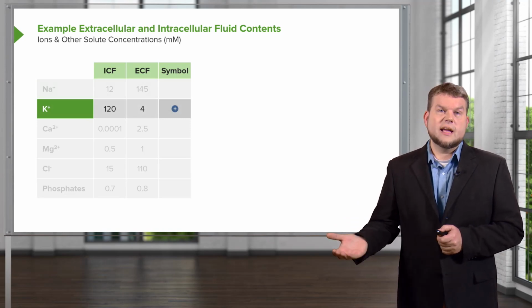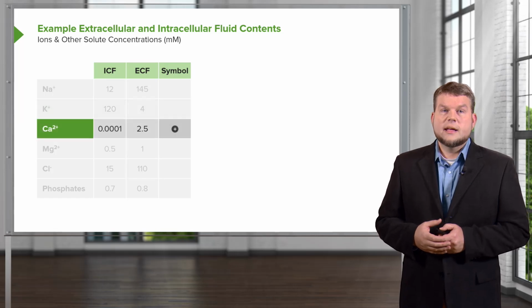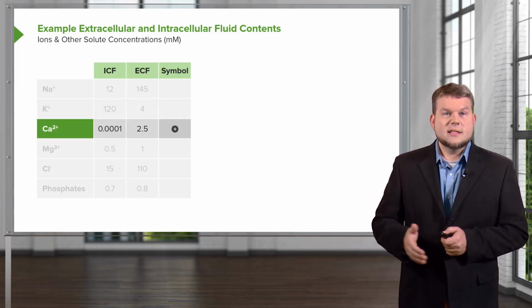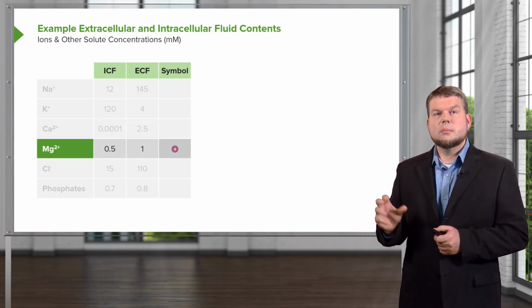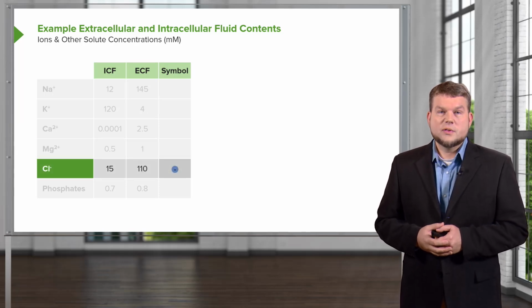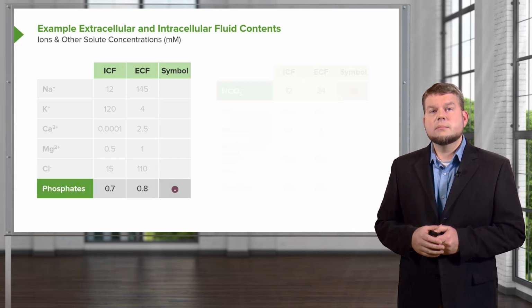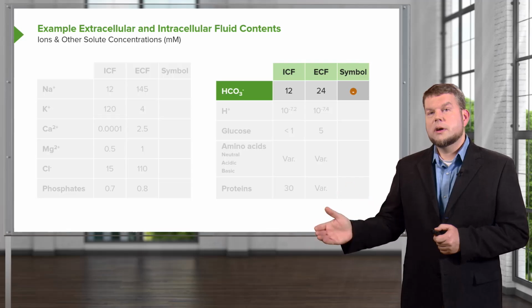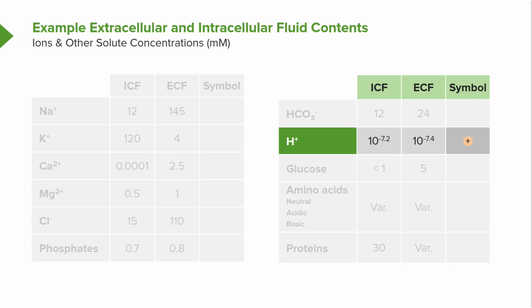Potassium is the opposite. It has more, of course, potassium inside the cell than outside the cell. Calcium has more outside the cell than inside the cell. Magnesium isn't as different across the cell membrane, but there's still more in the extracellular fluid. In terms of chloride, more in the extracellular fluid. Phosphate, about even. Bicarb, more in the extracellular fluid than intracellular. And finally, hydrogen ions are very similar across, with maybe a bit more in the extracellular space.